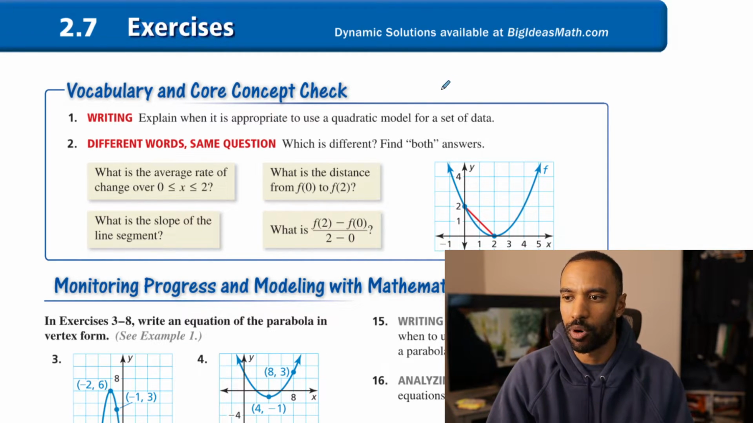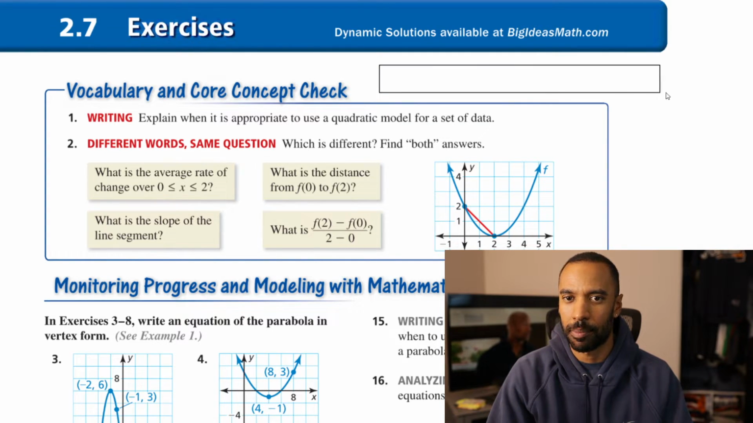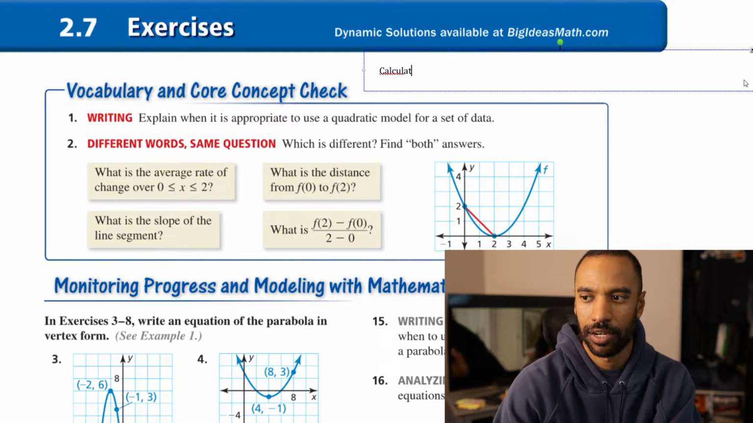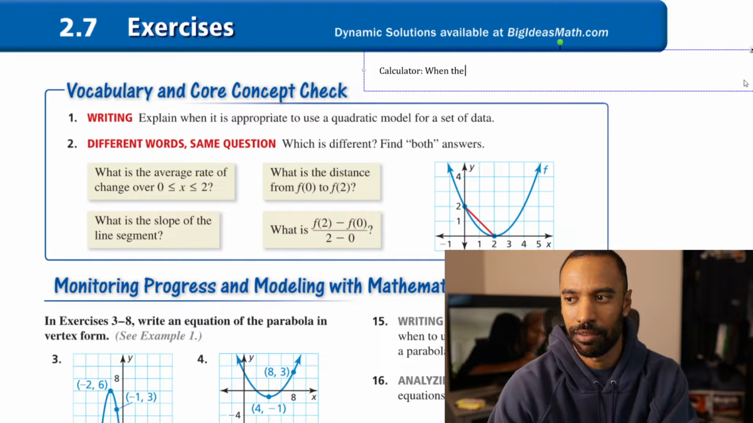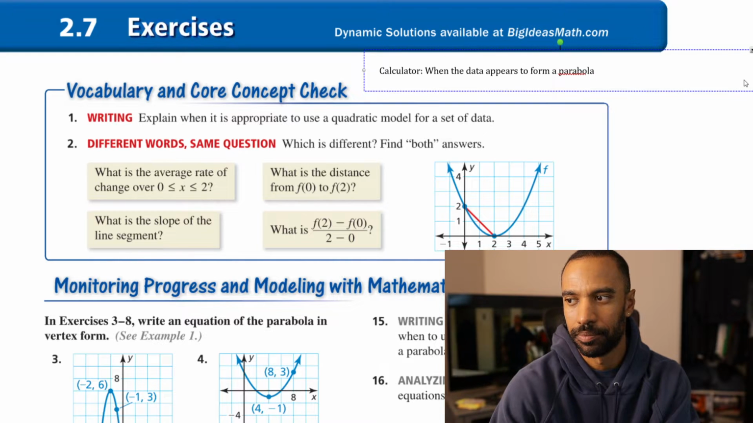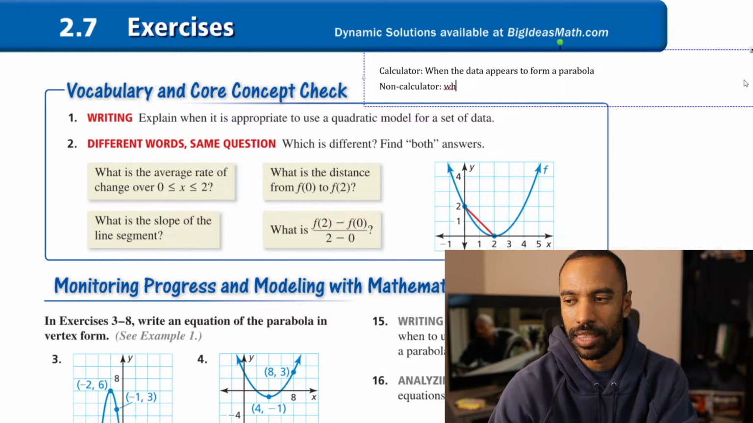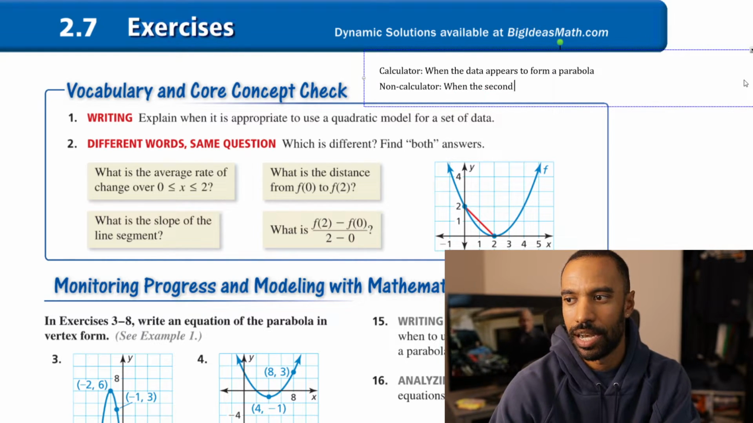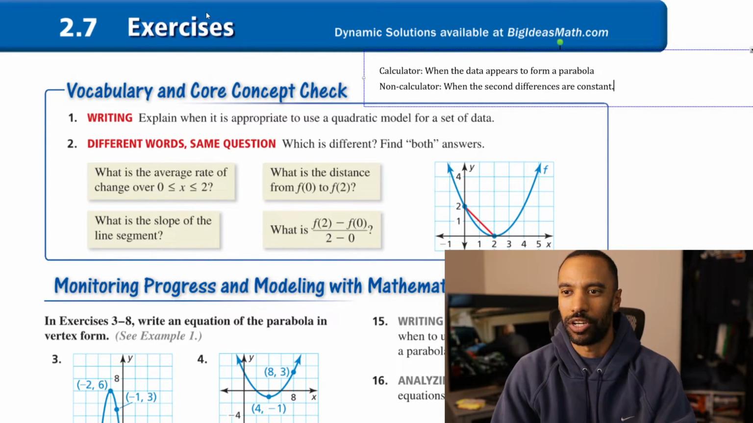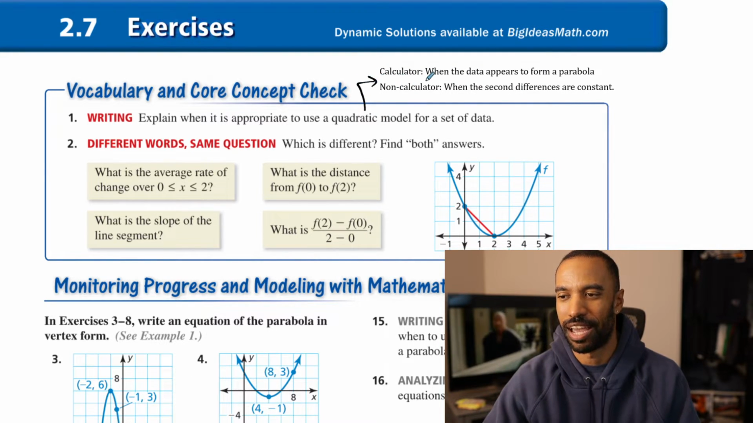Explain when it is appropriate to use a quadratic model for a set of data. Well, you have two different things that we can look at. I'm going to answer it up here. One is with the calculator: when the data appears to form a parabola. But in a non-calculator setting, it's when the second differences are constant. Now, I'm stating it the way that they state it. The way that I kind of state it normally is when your differences have a common difference. That's kind of a weird way to say it, but that's how I answer it.